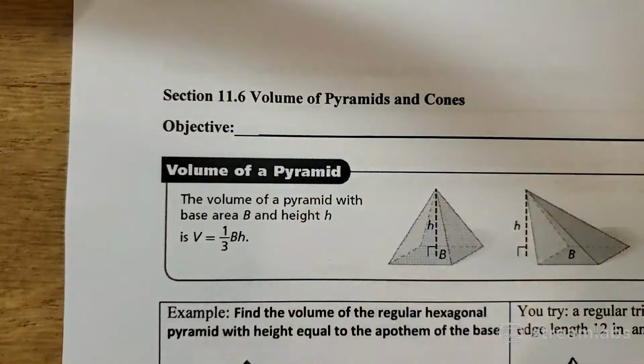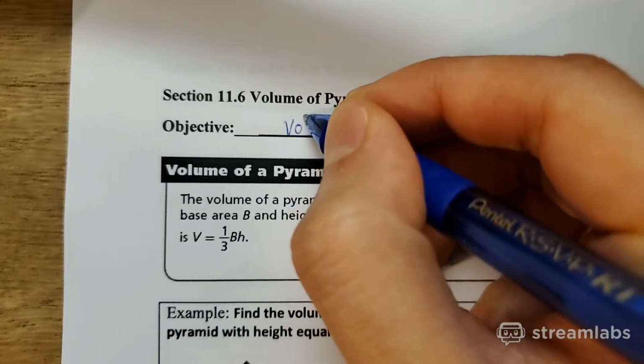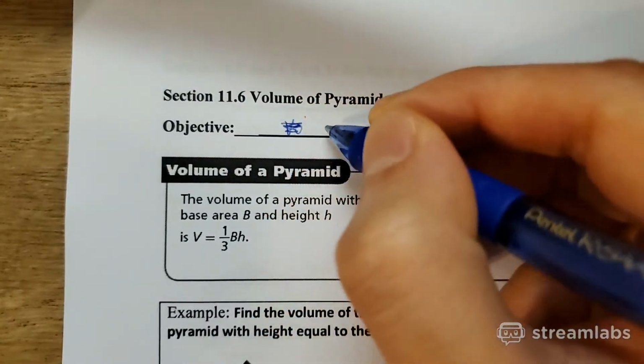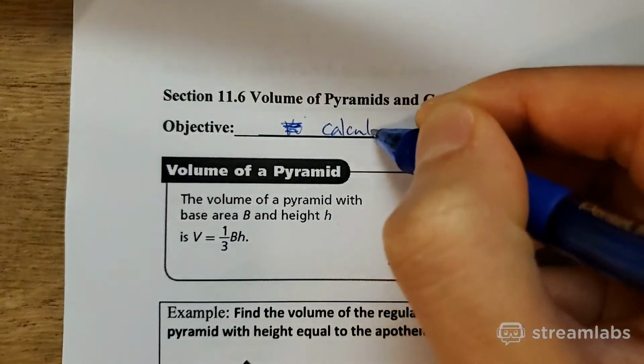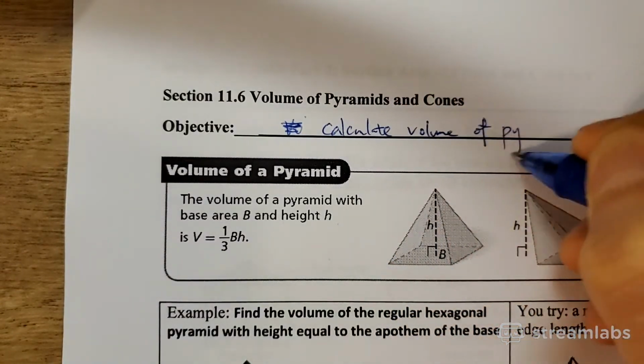Anyway, so we got volume. Well, calculate volume. Pyramids and cylinders.